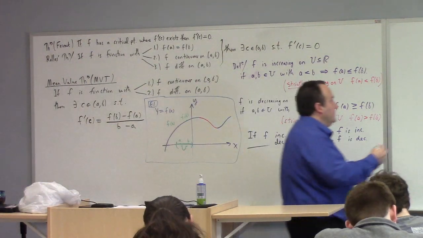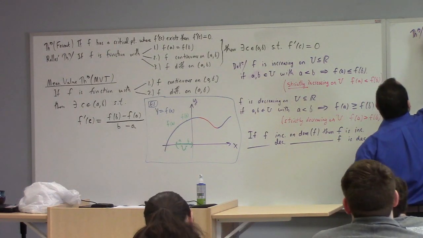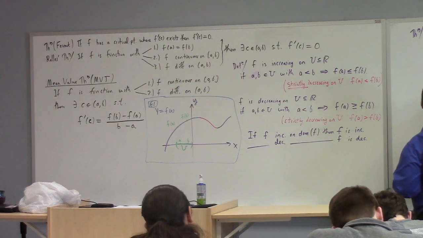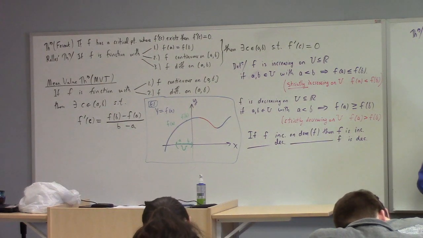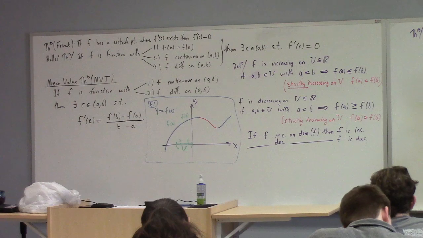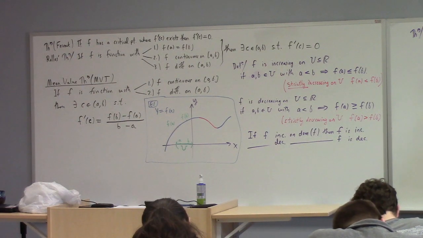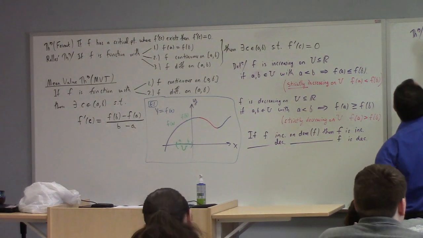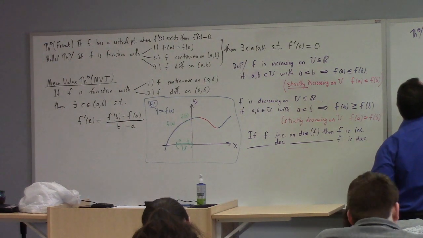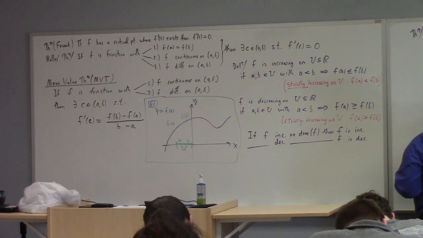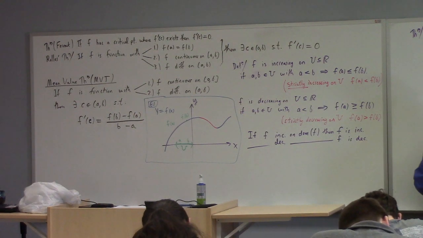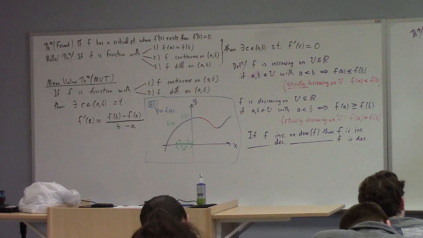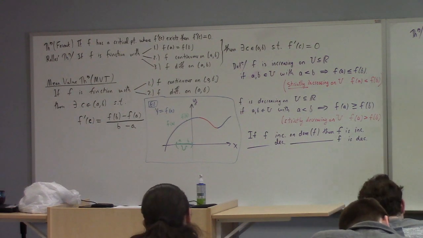So, simple theorem: if f is differentiable and increasing on U, then f prime of x is greater than 0 for all x in U. And if f is differentiable and decreasing on U, then f prime of x is less than 0 for all x in U. Now this theorem is not quite true yet, which means that's a problem, isn't it?